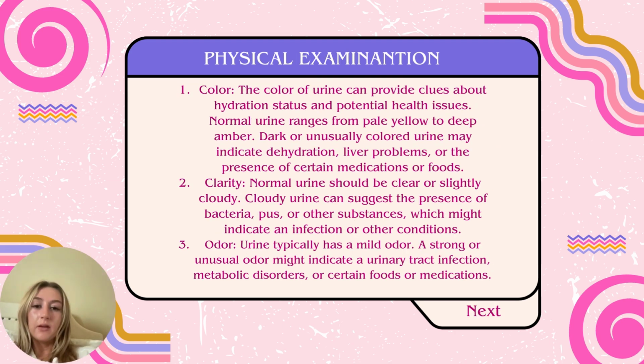First, for the physical examination, number one, the color. The color of the urine can provide clues about hydration status and potential health issues. Normal urine ranges from a pale yellow to a deep amber. Dark or unusual colored urine may indicate dehydration, liver problems, or presence of certain medications or foods. Number two, clarity: normal urine should be clear or slightly cloudy. Cloudy urine can suggest the presence of bacteria, pus, or other substances, which might indicate an infection or other conditions. Number three, odor. Urine typically has a mild odor. A strong or unusual odor might indicate a urinary tract infection, metabolic disorders, or certain foods or medications.